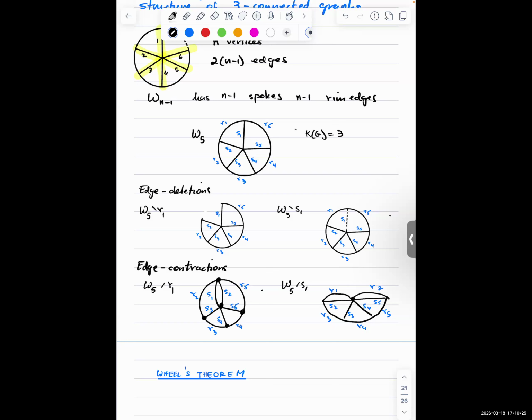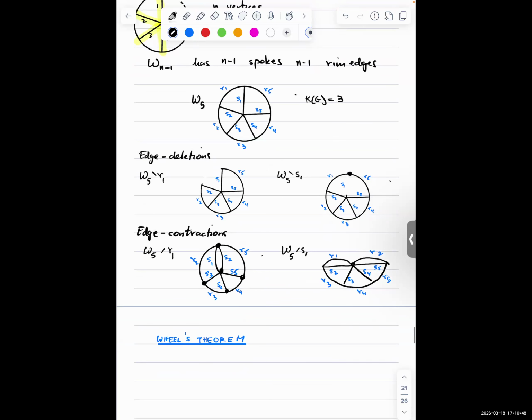If you remove a spoke, again, it is no longer 3 connected, because if you remove 2 vertices here, you've disconnected the graph. Now look at edge contractions. If you contract the rim edge, then you've got parallel edges. And if you contract a spoke, then you've got parallel edges again.